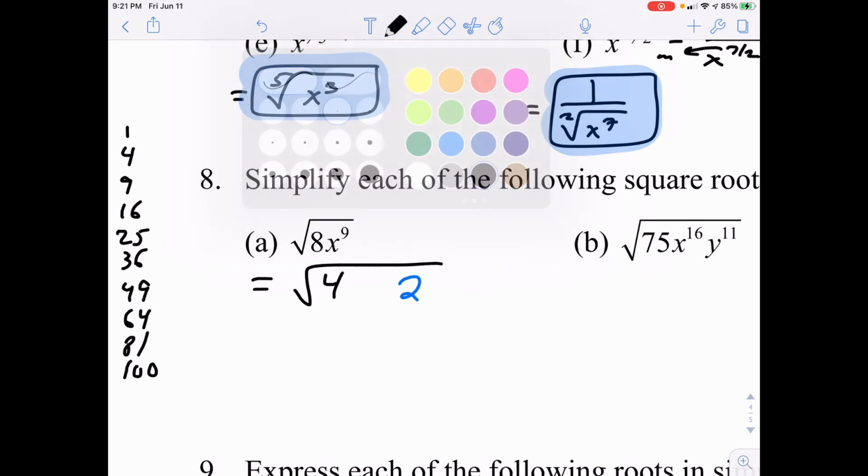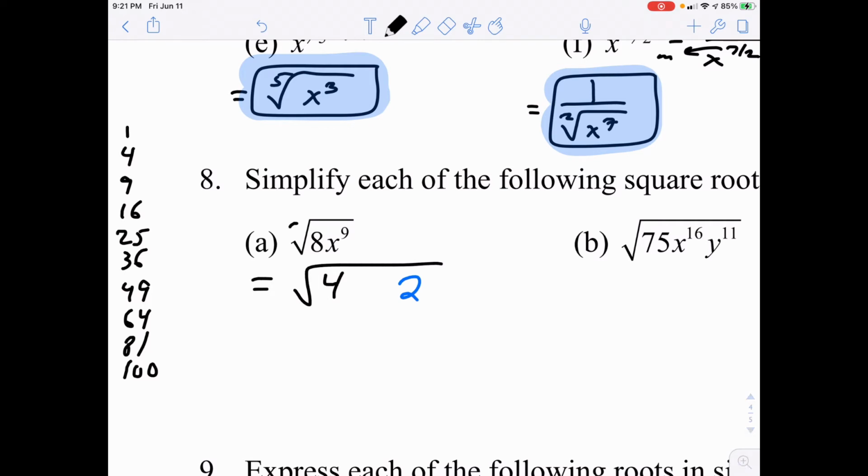And I'm also going to take a look at x to the 9th. I can remember a square root is a second root. And so a second root needs to be divisible into an even power. It's not divisible into 9, but it is divisible into 8 of those 9. So I will take the remaining 1 and place it over to the side.